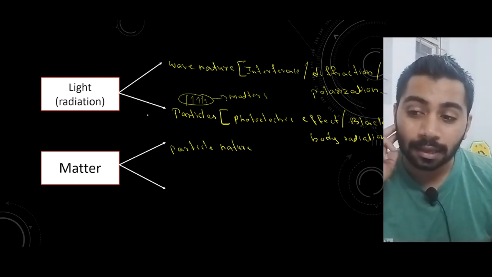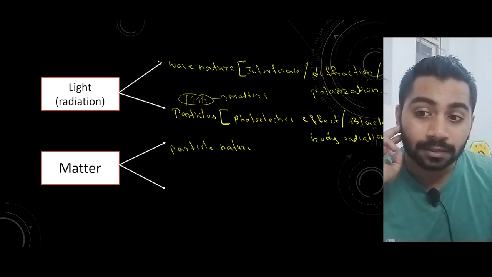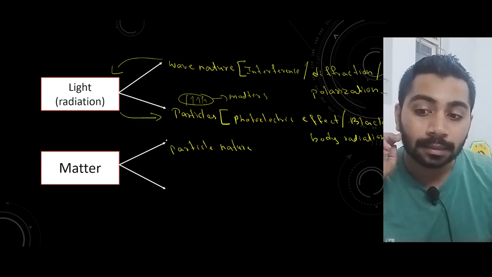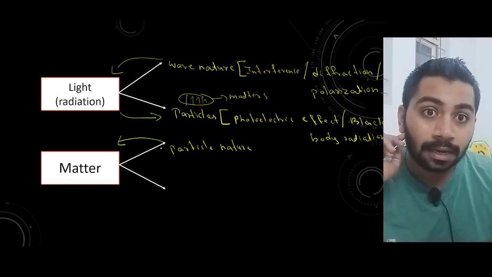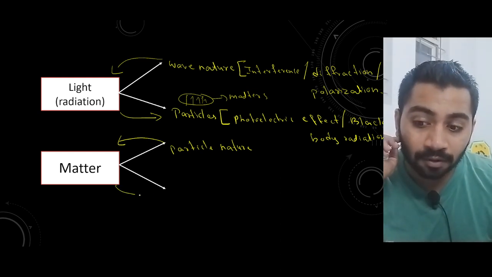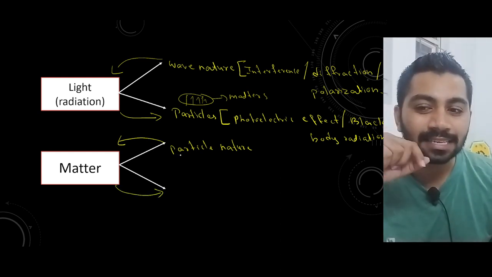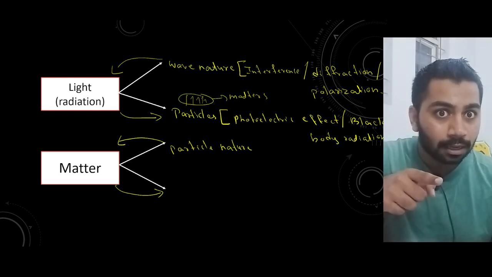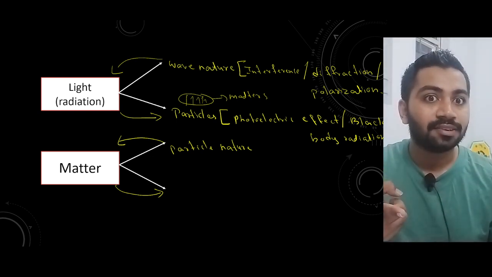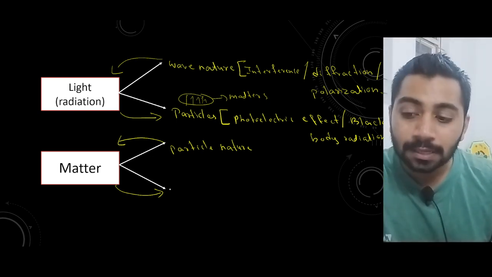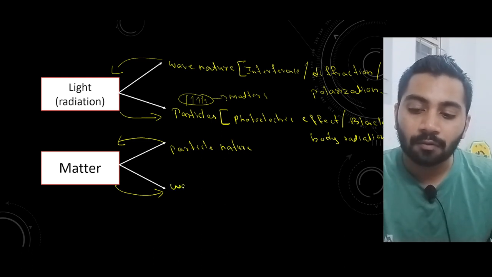How? See here, if light, which is basically a wave, can perform particle nature, then a particle, which is basically matter, can perform wave nature. Yes, it is like you performing particle nature, then I will perform wave nature. Super, right? So matter performs wave nature.